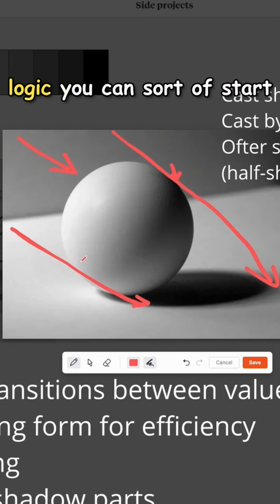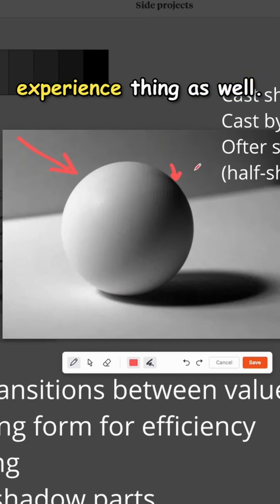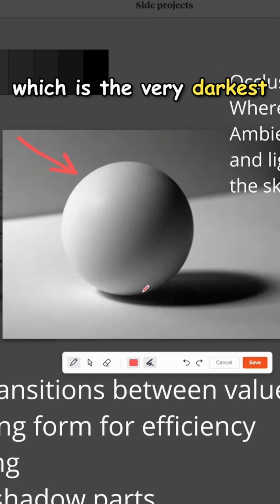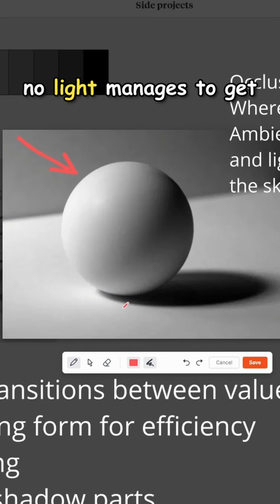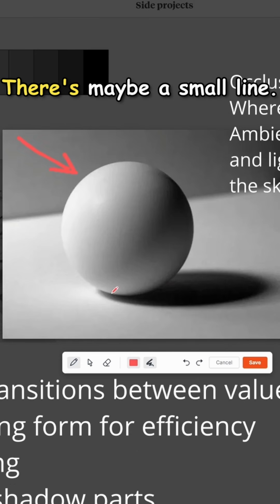And yeah, following this logic, you can sort of start imagining how things will project onto other things, but that's sort of an experience thing as well. Usually around here, there's the occlusion shadow, which is the very darkest point because basically no light manages to get underneath there. In this one, it's still fairly light over there. There's maybe a small line.